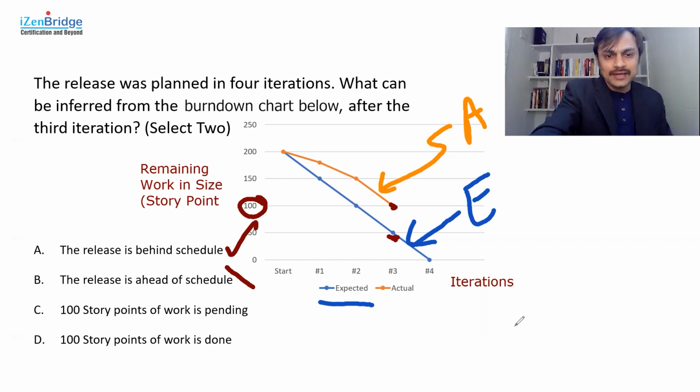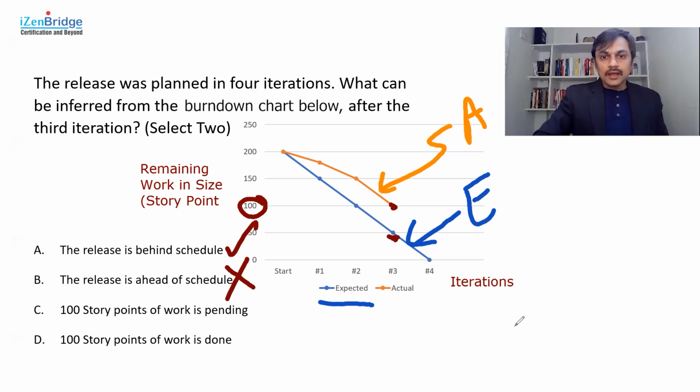And when I say this is right, the other one is definitely wrong. I can't be behind and ahead at the same time. Done. So A and B are easy to figure out. Let's look at C and D. 100 story points of work is pending. 100 story points of work is done.